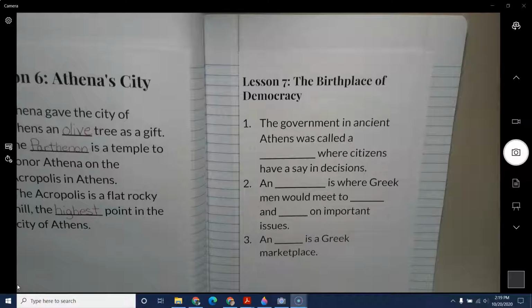So we talked yesterday about Athena's city and how that came to be. And now we're going to talk about a very, very important idea that came from ancient Greece that still affects us today.